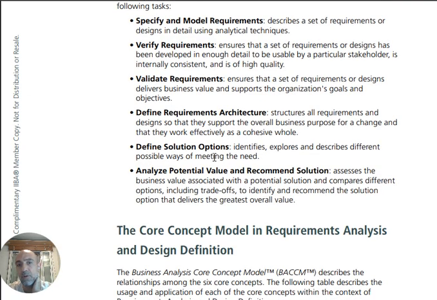And then we have to define solution options, which is basically identifying, exploring, and describing different possible ways of meeting the need. I think that's also defining the design option, right? That's the title, by the way. This is 7.1, 7.2, 7.3, 7.4, and this is 7.5, defining solution options. The title of it is defining design options. So it makes more sense because the design is the solution.